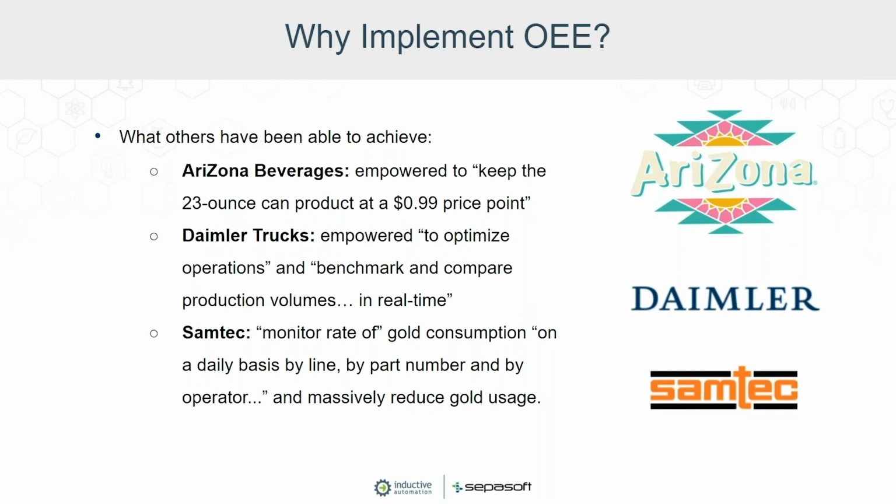A very recent webinar we were able to perform in tandem with Chris McLaughlin over at Vertech was for Arizona Beverages. And Arizona described that they were empowered to keep their 23-ounce can product at a 99 cent price point. That was their goal that they put in place in order to evaluate whether their OEE project was successful. Are we going to be able to keep our famous 23-ounce bullet can of tea or juice at that really affordable price point? And they felt that they were able to at the end of that process. That article is in Control Engineering. You should look that one up.